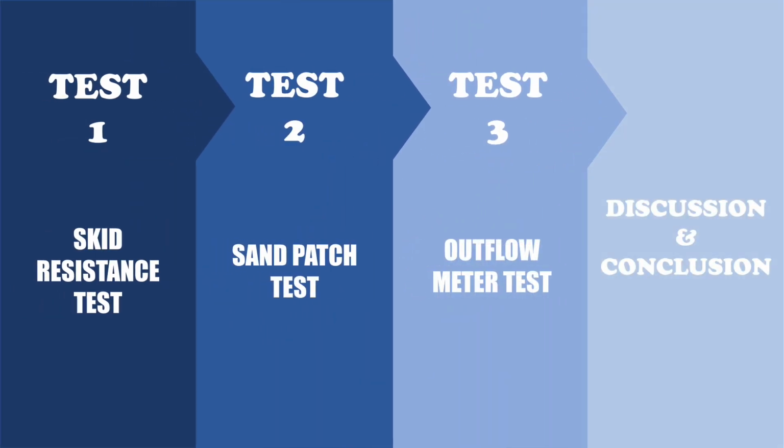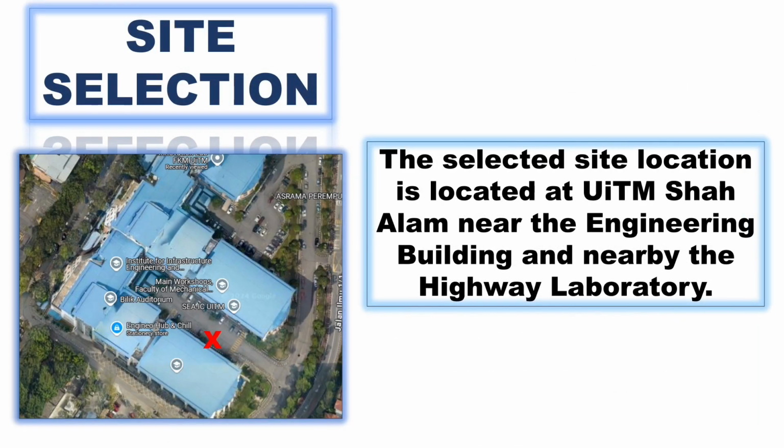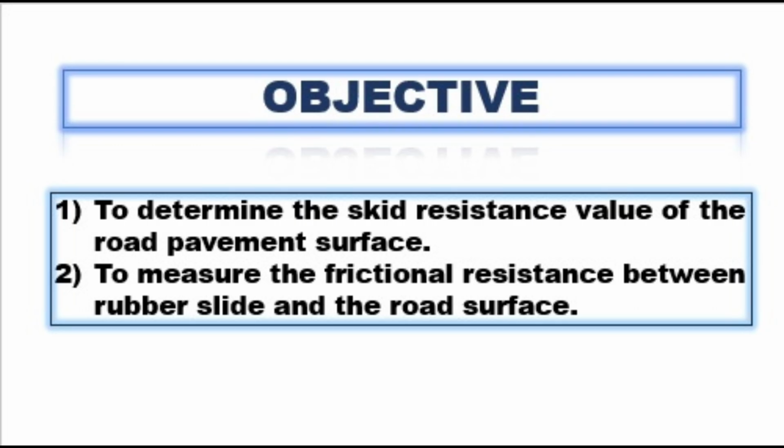So this is our overview of this project, and this is our team member. Our selected site location is at UiTM Shah Alam, near the engineering building and nearby the highway laboratory. So this is the problem identification based on our site selection. And this is the objective of the skid resistance test.